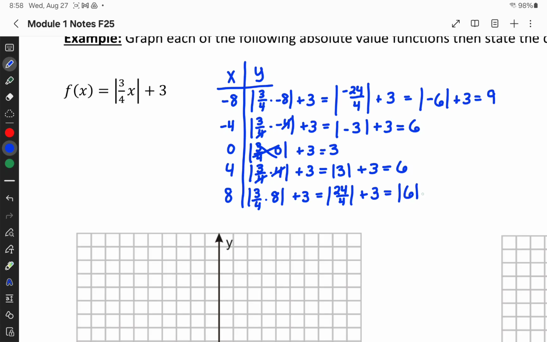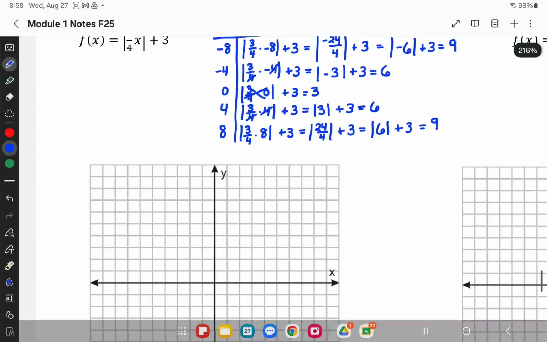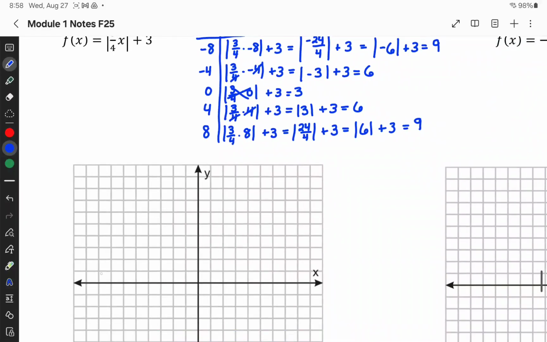24 over 4 reduces to 6, so I've got the absolute value of 6 plus 3. And the absolute value of 6 is just 6, plus 3 would equal 9. And now we should be ready to graph. So I'm going to start with my point, -8, 9. So I'm going to go to the left by 8, up by 9. Here's going to be my first point.